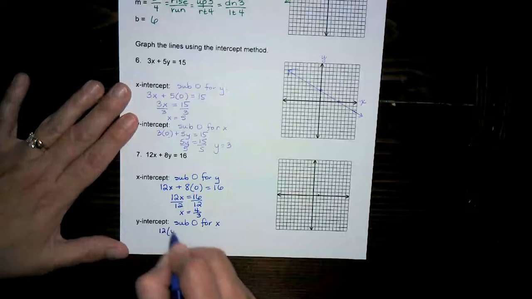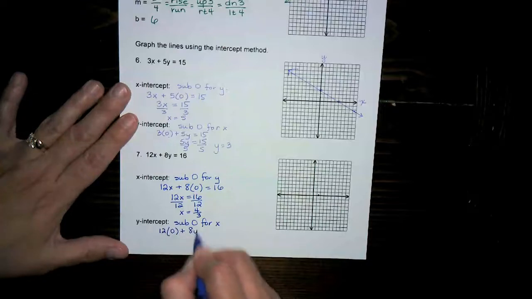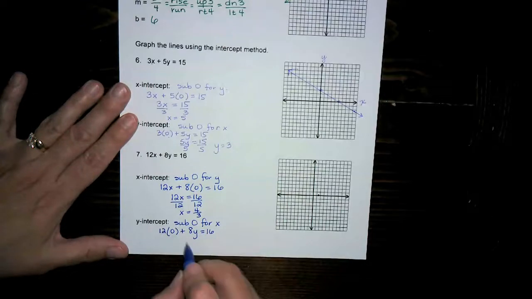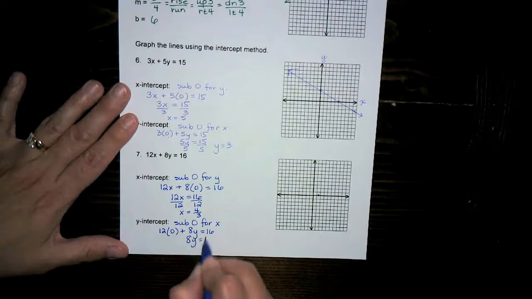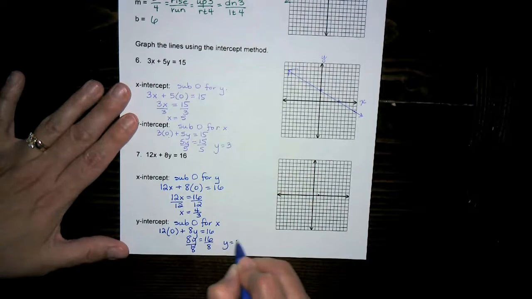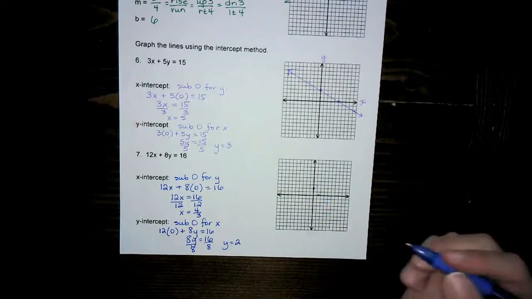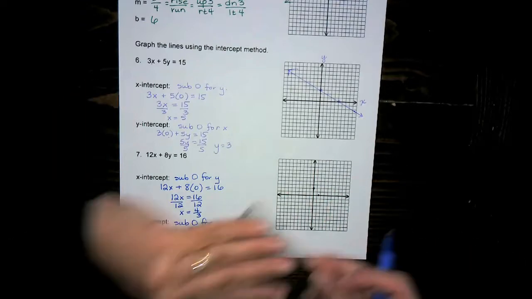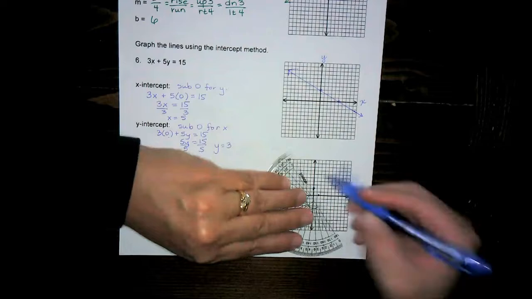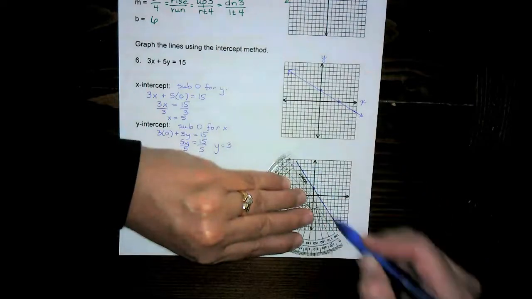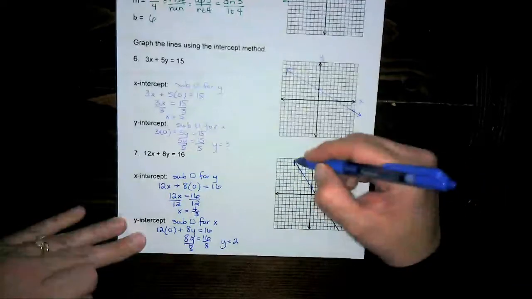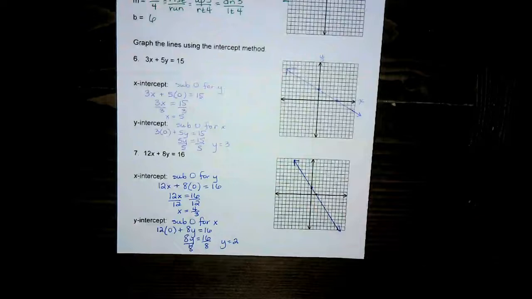And so I get 12 times 0 plus 8y equals 16. So that gives me 8y equals 16. And then I divide by 8 so that I get y equals 2. So I'm going on the y-axis at 2. And again, the intercept method is not perfect, but it does give us those 2 points we need to then graph our line.